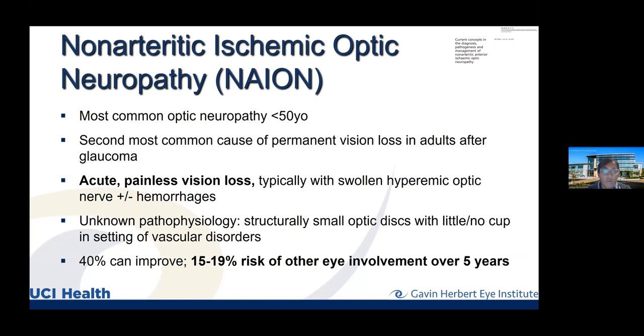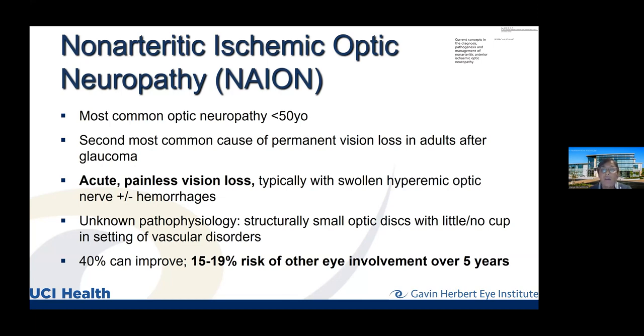In patients over 50 years old, it's the second most common cause of permanent vision loss in adults after glaucoma. It's oftentimes painless. It's very quick. Some patients will have it stepwise, so they'll have a hit and another hit thereafter, but it doesn't happen slowly like glaucoma often does.